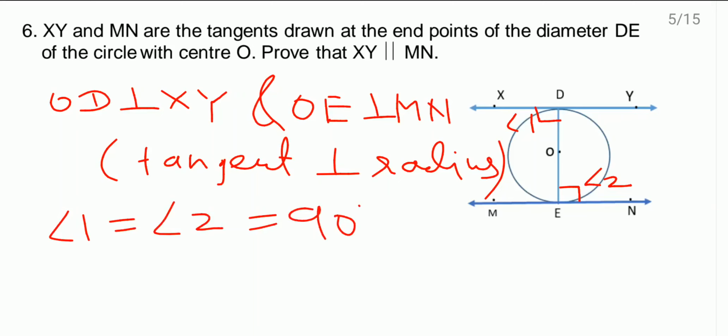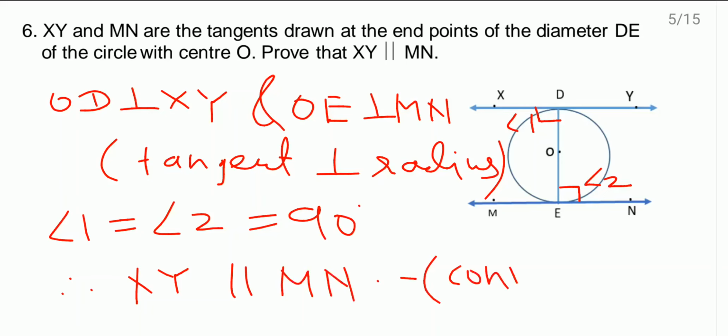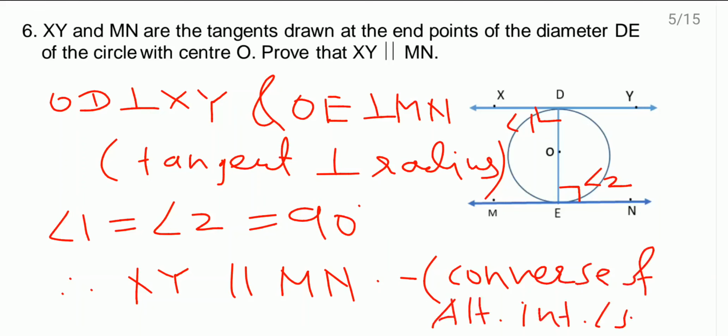Correct? And therefore, this XY is parallel to MN. Why? These are the alternate interior angles, or we can say converse of alternate interior angles. Therefore, these two tangents are parallel to each other. This is XY properly. Just see here. This is XY. Okay. Let us go towards another question.